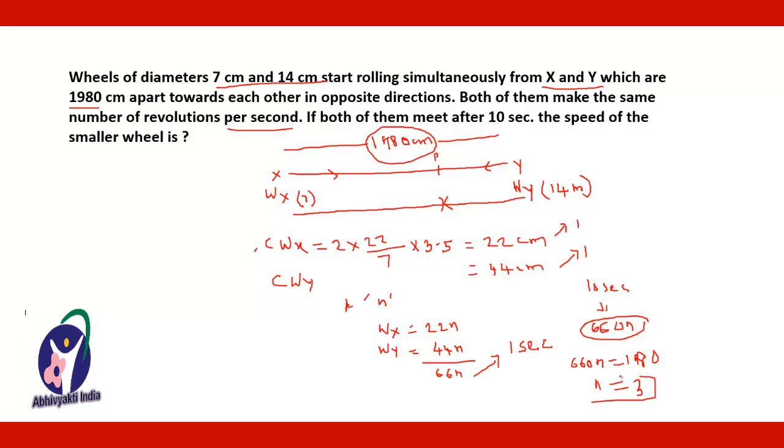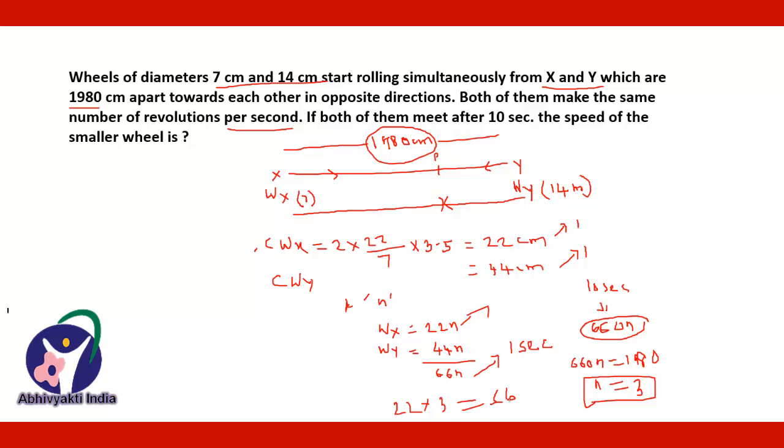Since you have got the number of revolutions N is equal to 3, therefore the speed of the smaller one is what? It is 22N. So 22 into 3 is equal to 66 centimeter per second. So the speed of the smaller wheel is 66 centimeter per second.